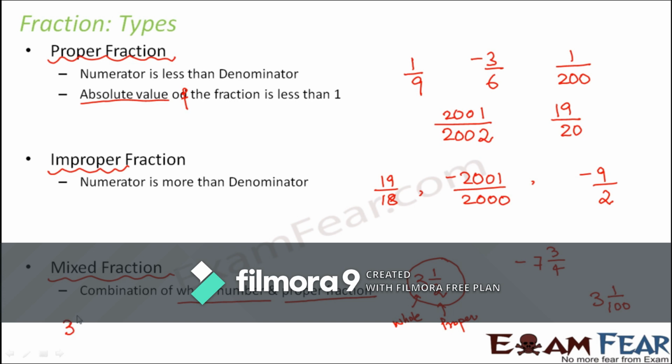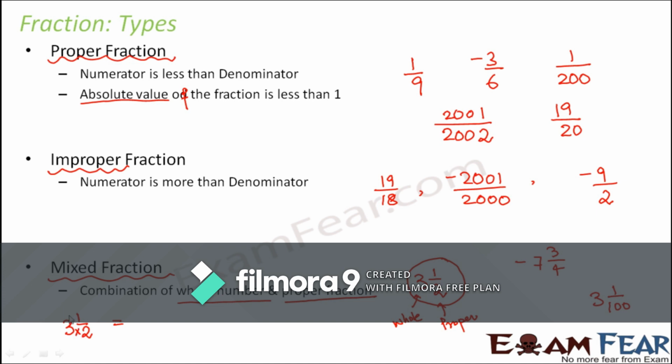For example, you have 3 1 by 2. So how do we convert it into a proper or improper fraction? First of all, you will not be able to convert a mixed fraction into a proper fraction. Every time you would get an improper fraction. If you want, you can try it out with a number of mixed fractions. Now first, how do we convert it?